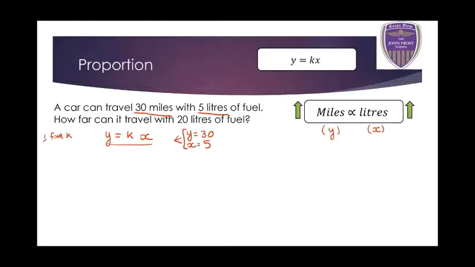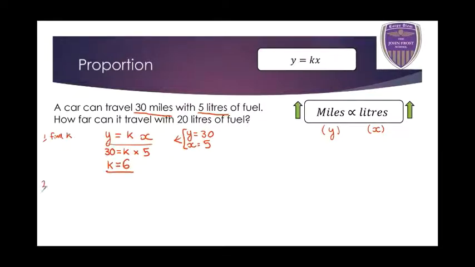So y is 30, so 30 equals k times x, which is 5, so 30 equals k times 5. Something times 5 is 30. You can either rearrange this, so you do 30 divided by 5 equals k, but this one is fairly easy to see that k is going to be equal to 6. Okay, so k is our constant now.